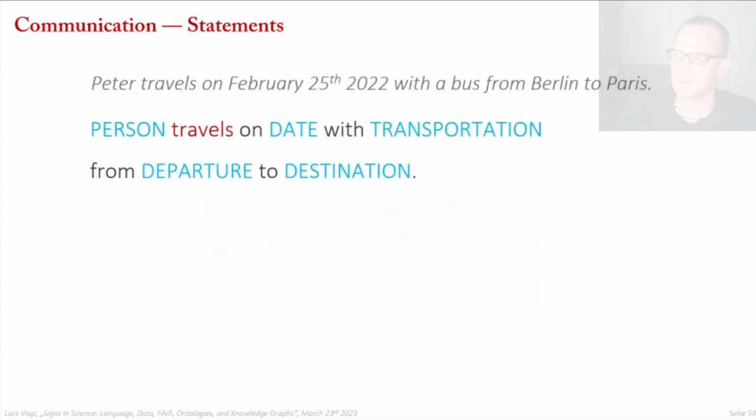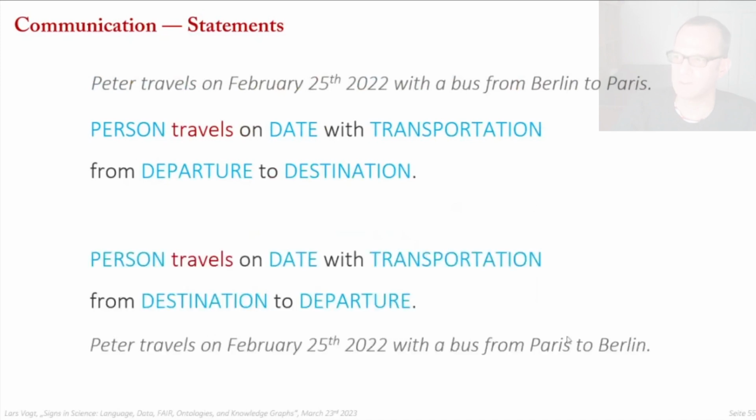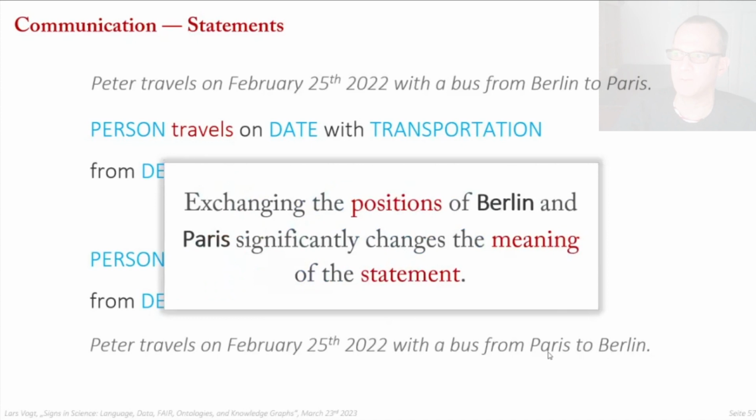And that becomes clear if we take the same set of terms and just change the order, like here. I changed Berlin and Paris, and the meaning of the statement has changed. Now Peter is not traveling from Berlin to Paris, but from Paris to Berlin, although it's the same collection of terms. So the position of a term in a sentence is important for the meaning of the statement.